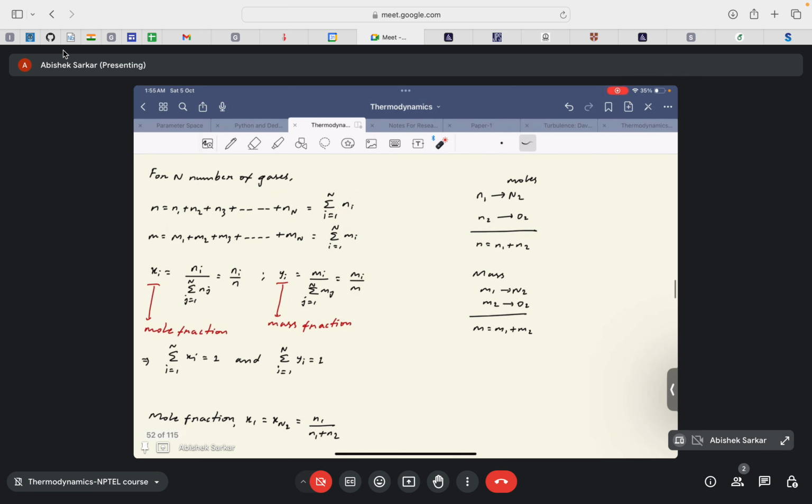Now similarly, the total mass can be given by m1 plus m2 plus m3 plus dot dot plus mn, which can again be written in a compact form as the summation of mi, where i varies from 1 to capital N, where n denotes the total number of gases in the mixture.